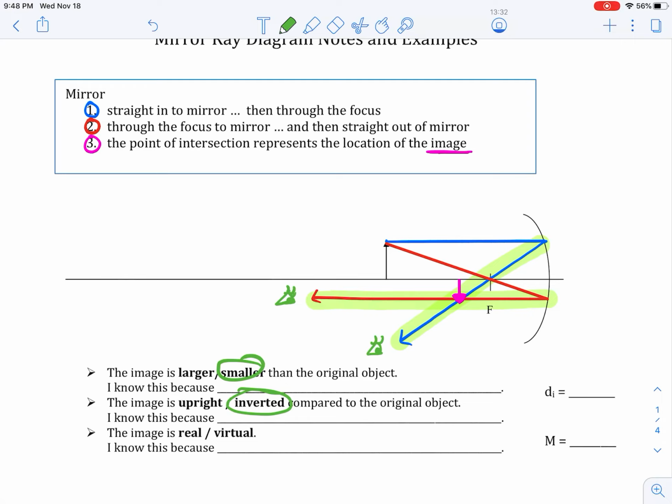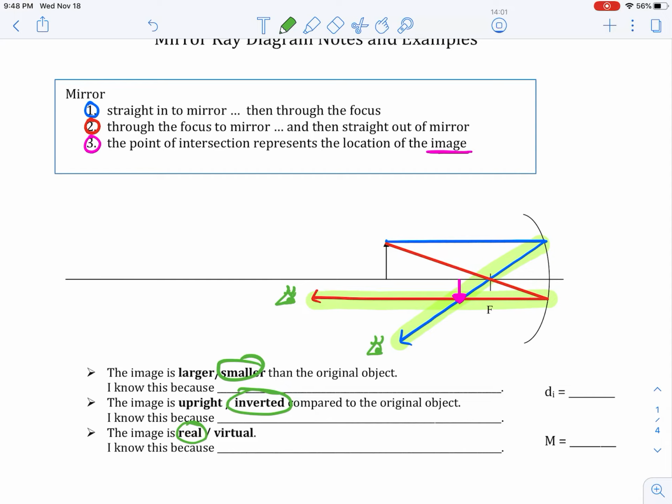The last statement says the image is real or virtual. This is where it's really important that you understand the lines that you put on the page, where they came from and what they represent. This is a real image. I know this because the lines physically met up to create my point of intersection.